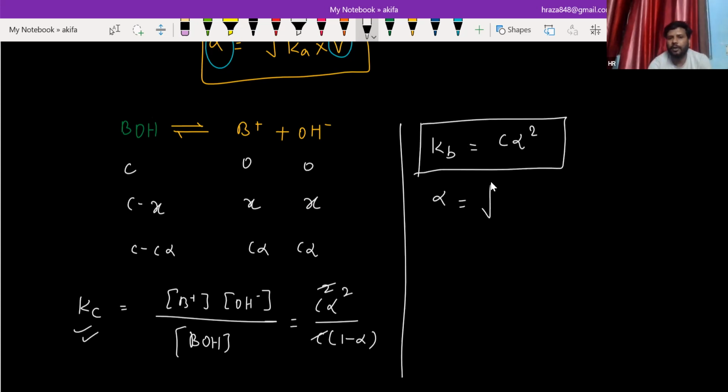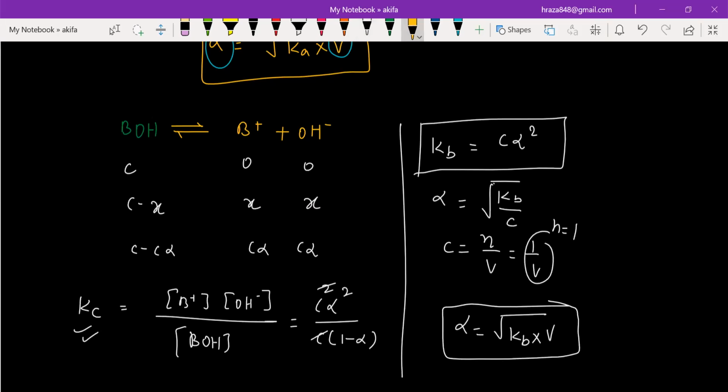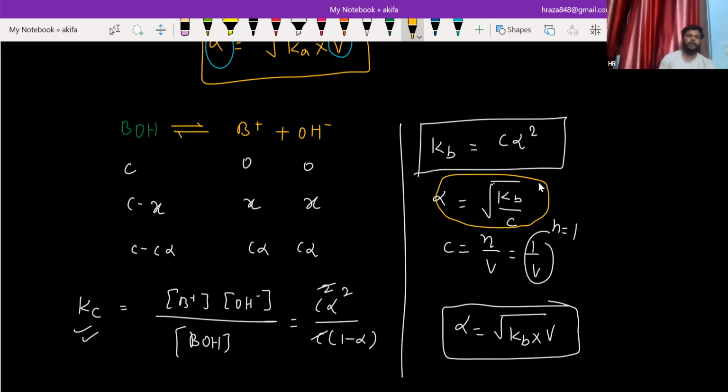So in the same way, alpha will be equal to root of Ka upon C, and in the same way, if C is equal to n by V, that is 1 by V, we are going to take n as 1. So alpha is equal to Kb into V. This is wrong, not Ka, because here it is base, so it will be Kb. Are you getting my point? Yes. So just write it, Ostwald dilution.